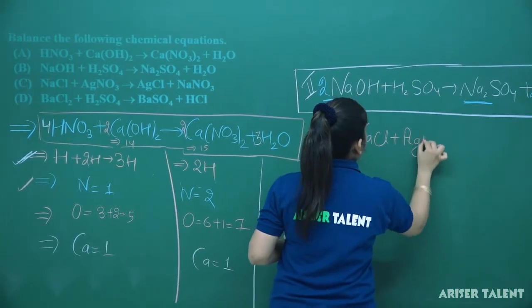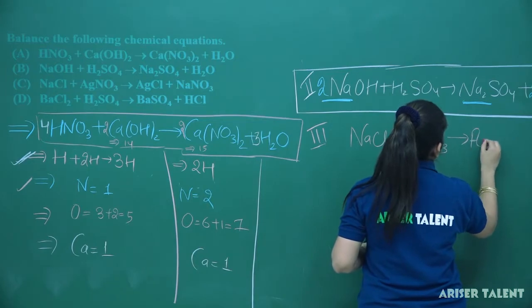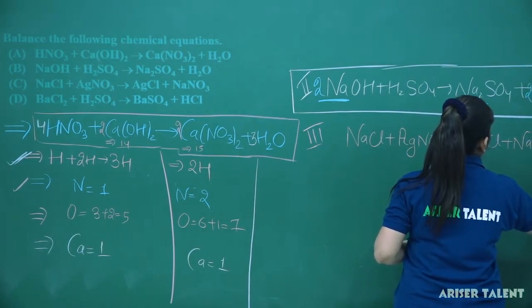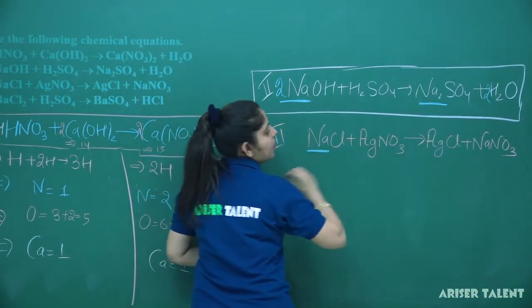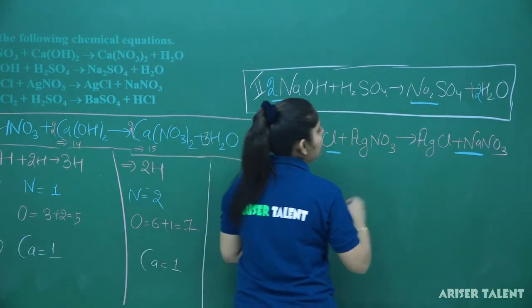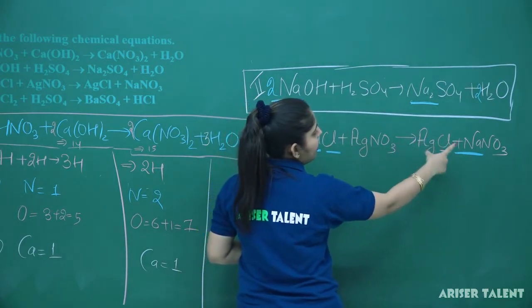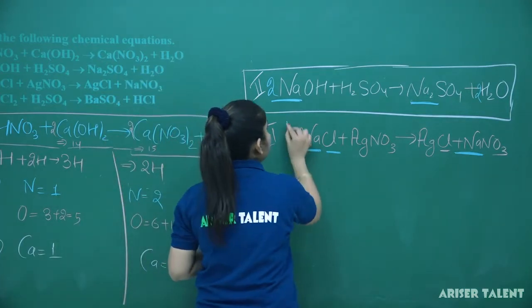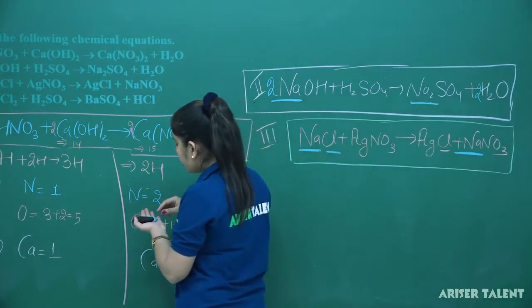NaCl plus AgNO3 gives AgCl plus NaNO3. Now, sodium 1, again sodium is 1, chlorine 1, here also chlorine is 1, Ag 1, N 1 and O 3. So, I must say this equation is already balanced. So, this is the correct chemical equation. Now, we are on our question number D.